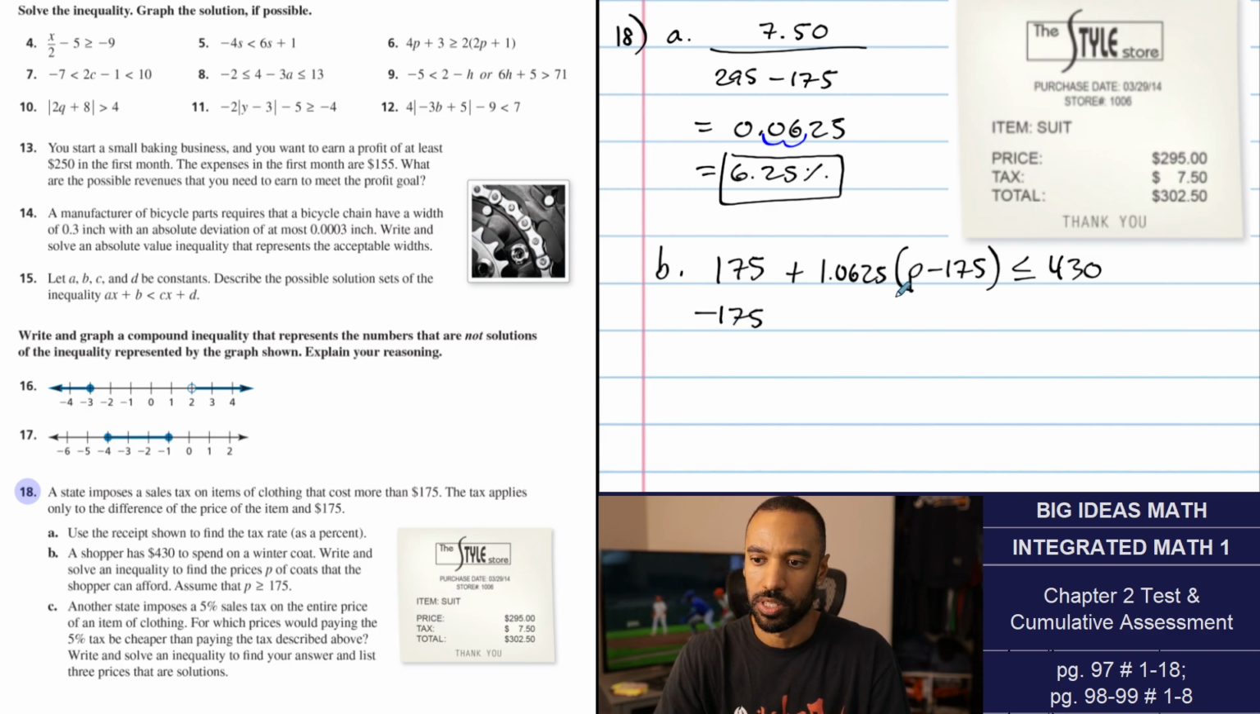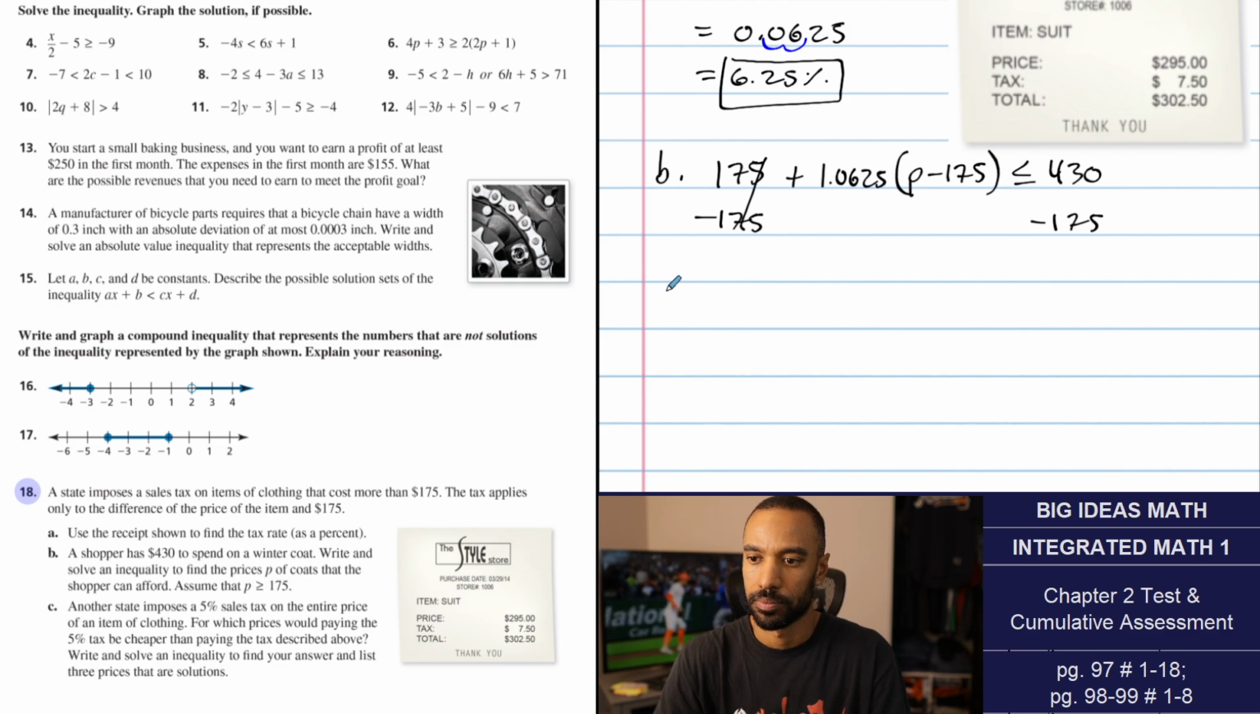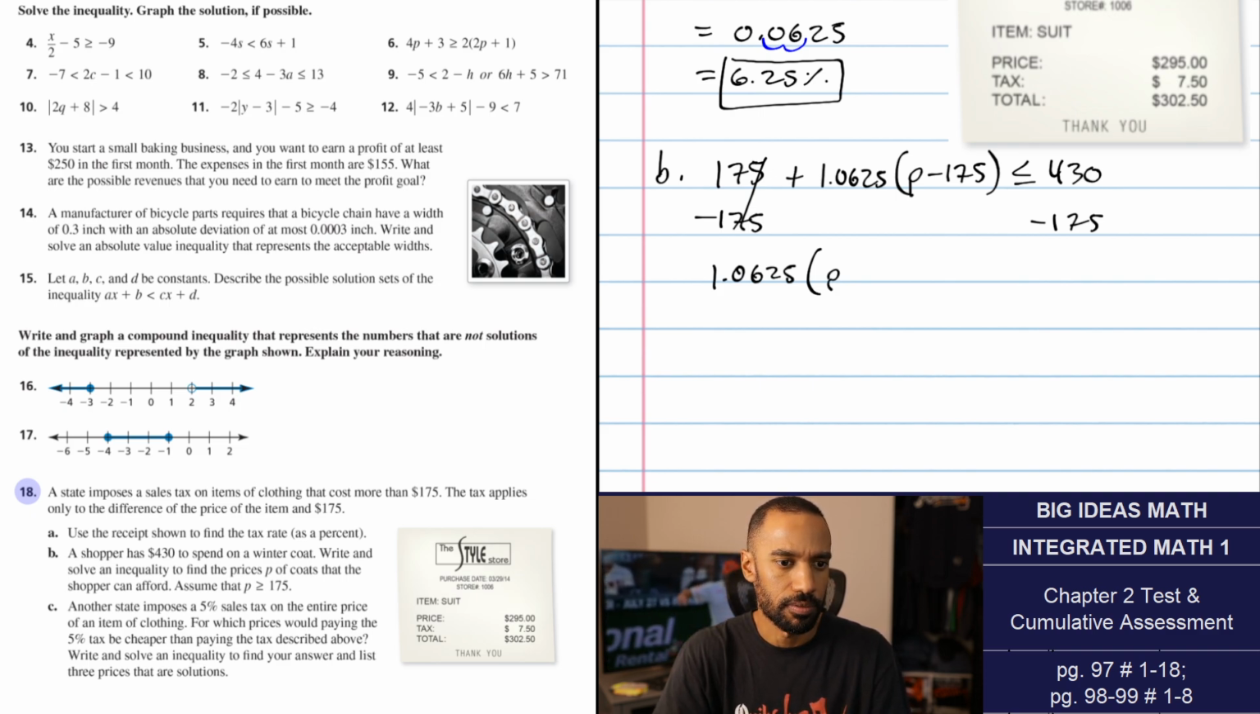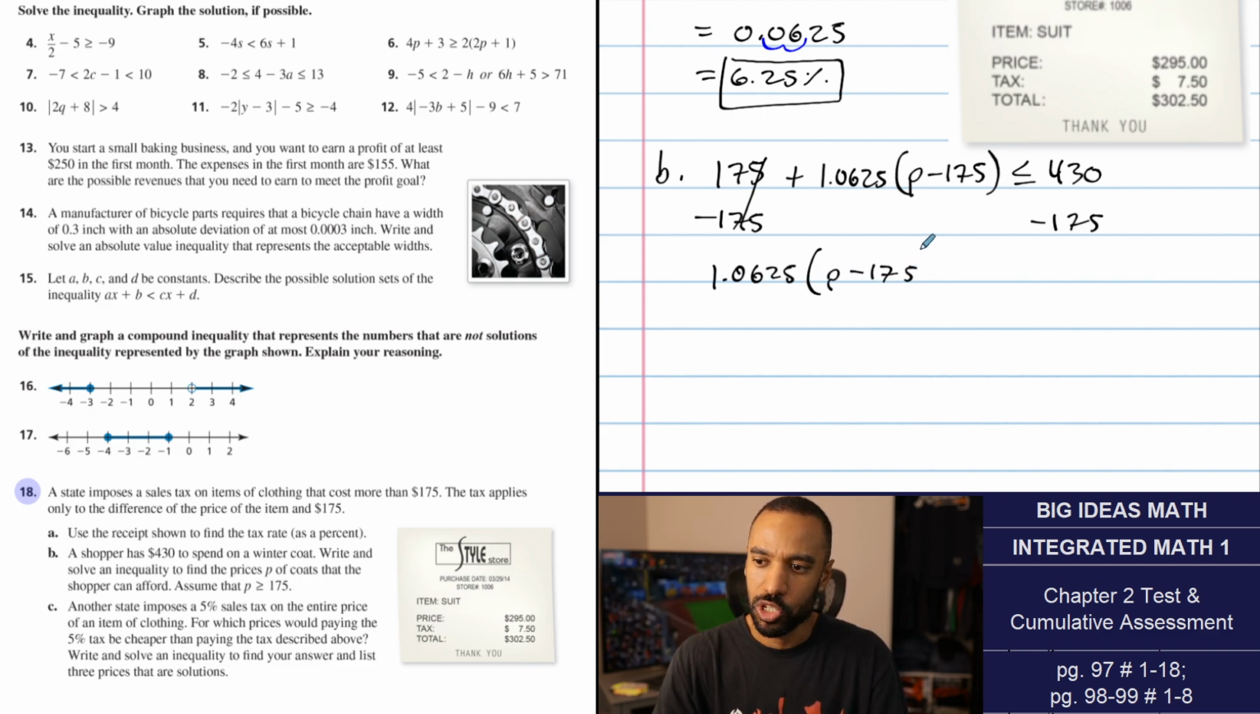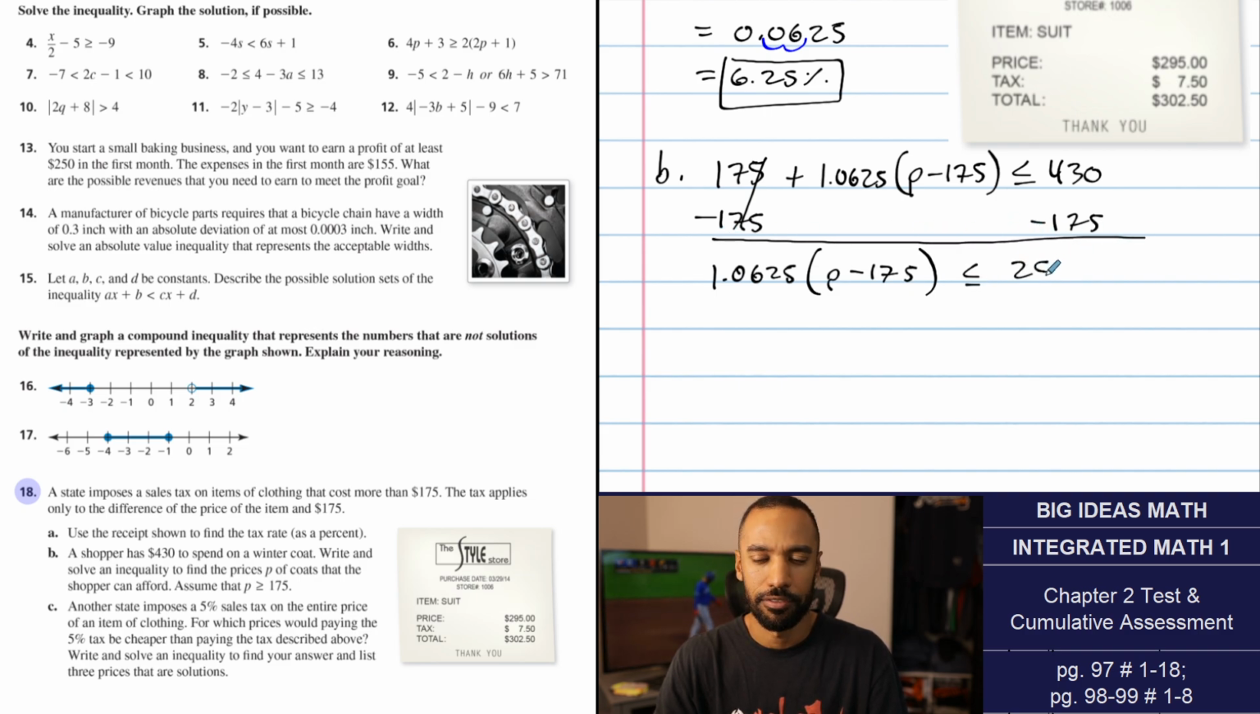Now I'm going to subtract 175 here. I could distribute. I want to see what happens when I do. Hold on, I'm going to try this first. What's 430 minus 175? I'm going to try and divide by 1.0625 and see if this works out. If it doesn't, I'm going to distribute the 1.0625. Okay, it does. So here we go. I have this quantity less than or equal to this number here, which is $255.